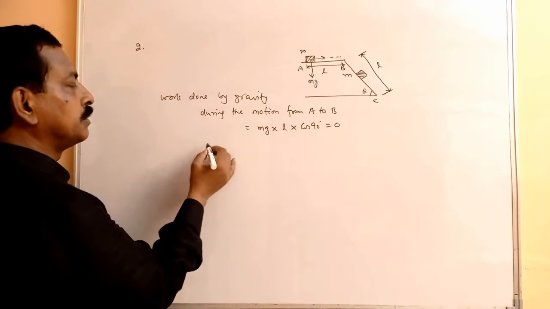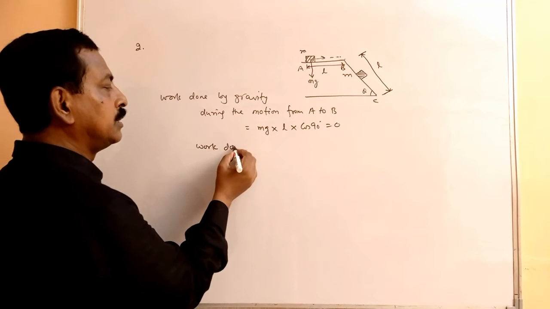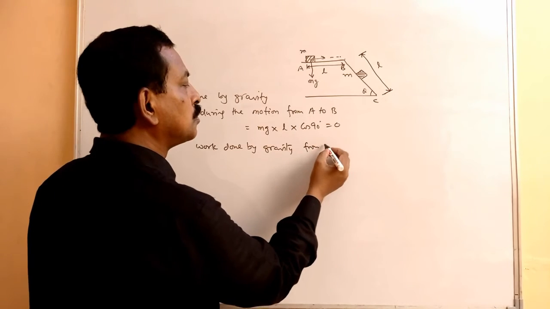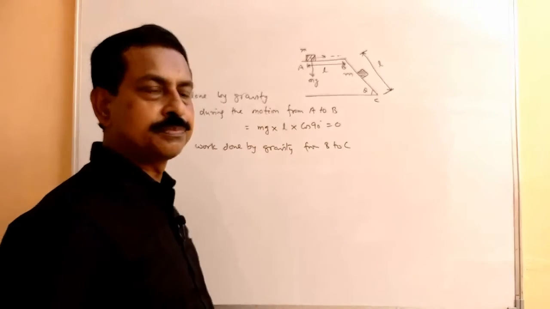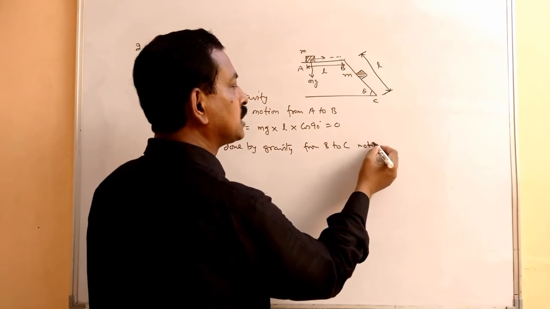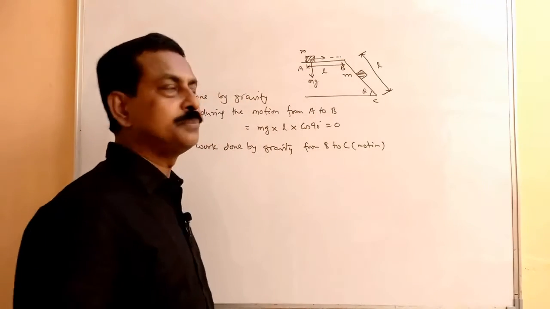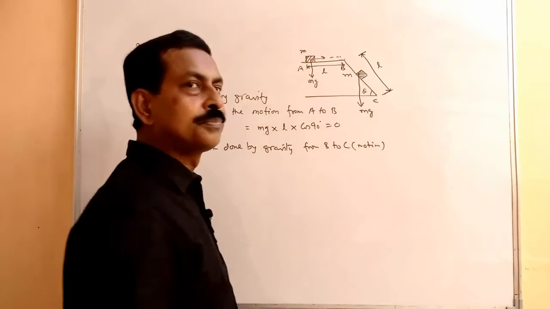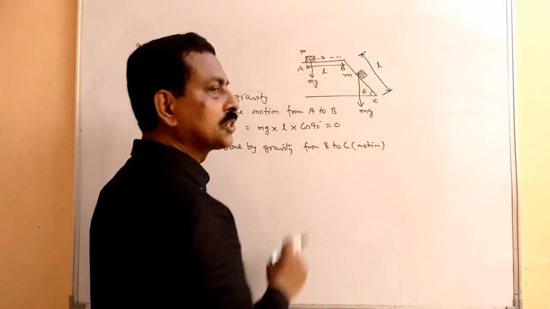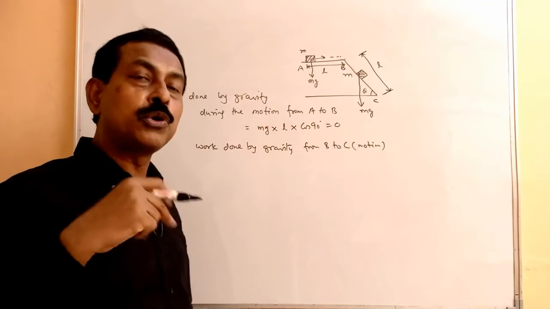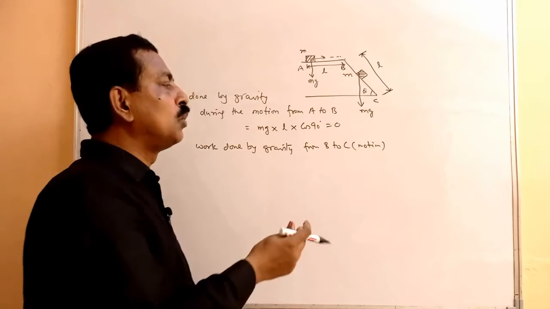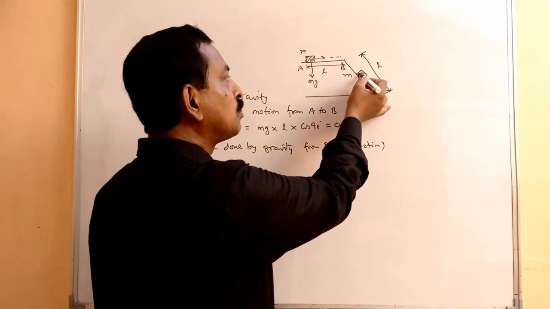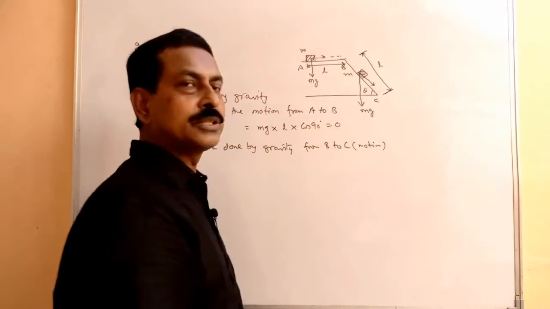But when the body is moving, work done by gravity from B to C. Okay, B to C motion you can consider when it is moving from B to C. Remember, the weight is acting vertically downward. L, it is in this direction. So you will have to find the component of that one in this direction. So you find out what is the component there. So component of the force in the direction of the displacement.